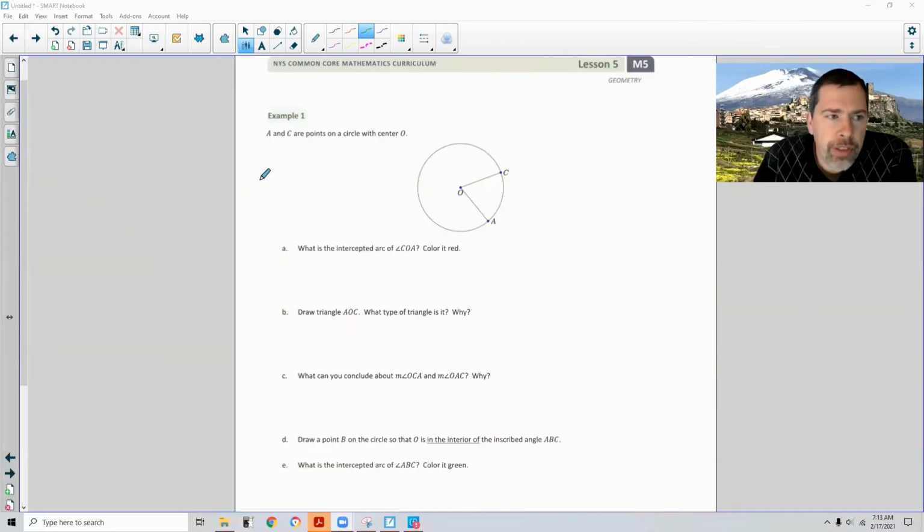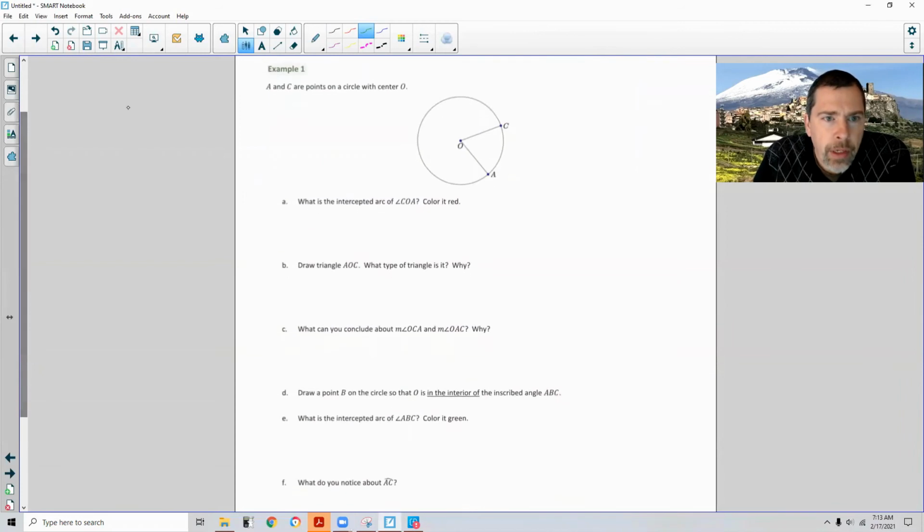Okay, page 2 brings us to example 1. A and C are points on the circle O. What is the intercepted arc of angle COA? Well, the intercepted arc is right here inside that angle. So it's arc AC.